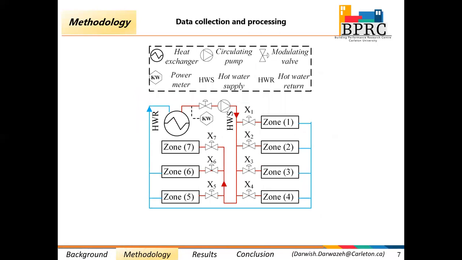Now the third modeling approach is the load disaggregation modeling approach. Hot water is provided by a steam hot water heat exchanger that distributes hot water to the radiant heaters in the 7 zones. The total hot water load measured at the outlet of the heat exchanger is disaggregated across the 7 radiant heaters by utilizing the modulating valve analog signal X1 to X7 that control the amount of hot water flow rate into the radiant heaters.